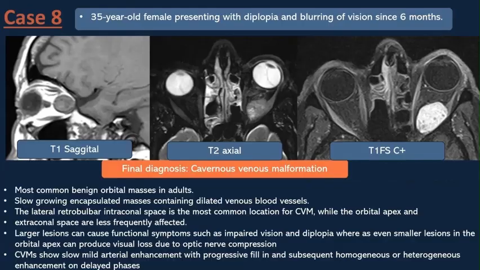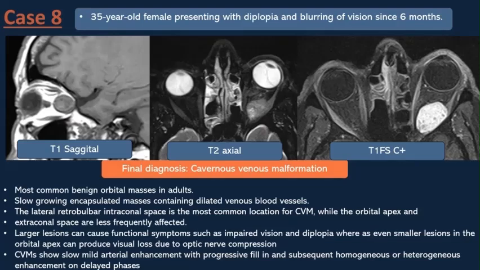Now, this was a case of a 35-year-old female presenting with diplopia and blurring of vision since 6 months. Now, this was a case of cavernous venous malformation. On T1, it was hypointense. On T2, it was fairly heterointense and showed avid contrast enhancement. Now, these are the most common benign orbital masses in adults.